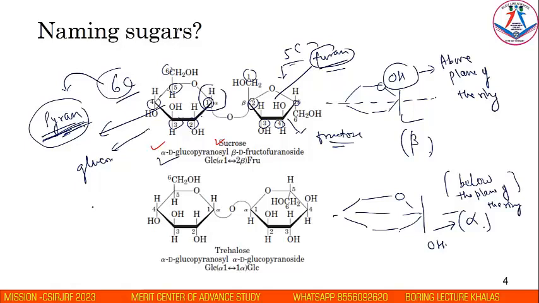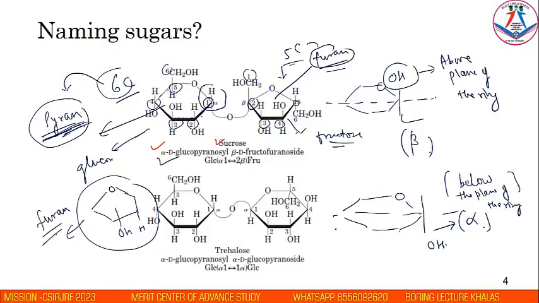So such a kind of ring will be called as... what will be the name of this ring? Tell me. This will be furan, and such a type of ring will be called pyran. Is it clear? बोलो बेटा। Yes, sir. ठीक है ना? Yes, sir.